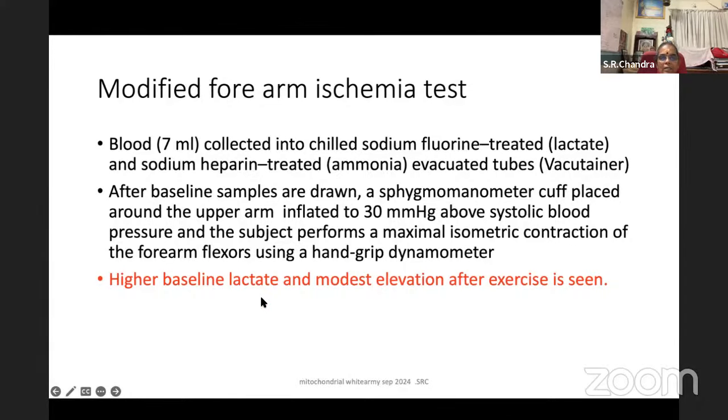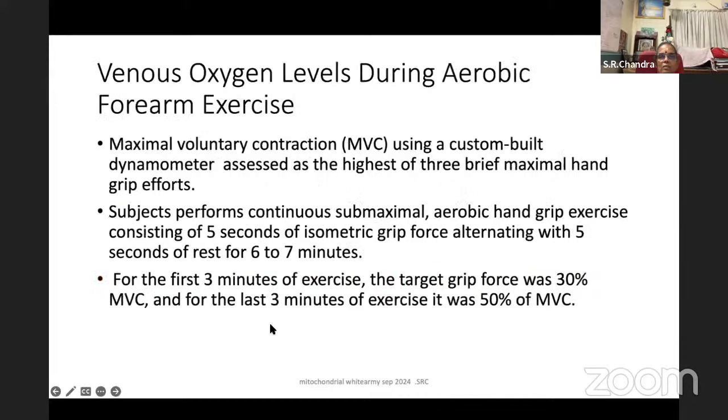So higher baseline lactate and modest elevation of the lactate after exercise is a clue. It's a very simple test anybody can do. So baseline lactate is high and after exertion, the lactate becomes modestly elevated. That is one of the clues. But during an encephalopathy, even this exertion can produce myoglobinuria. So when the child is acutely sick, we don't do that. But it's a very simple test. And a venous oxygen level. We know that oxygen extraction is not taking place due to the mitochondrial defect.